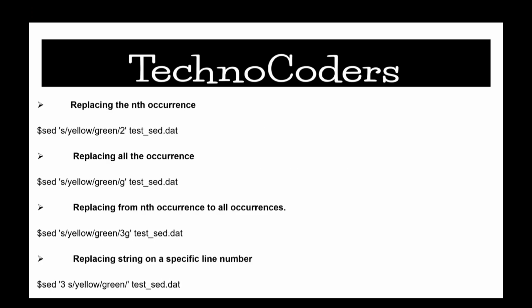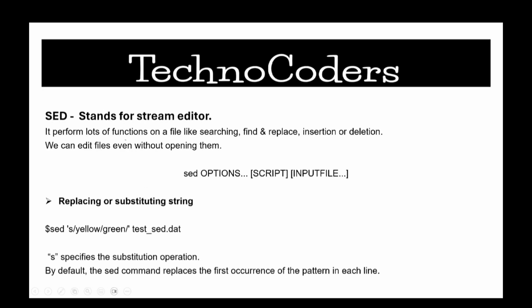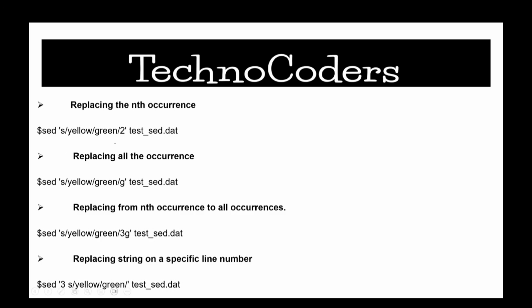Now, if you want to replace the nth occurrence, what that means is, with the same command, if I don't pass any numeric value, as in the previous one, by default it will replace yellow with green in the first occurrence. Now in this command, I want to replace the second occurrence. It means if yellow comes twice in the same line, I don't want to change the first occurrence. I want to change the second occurrence wherever yellow is found. Okay, so this is how we will do it.